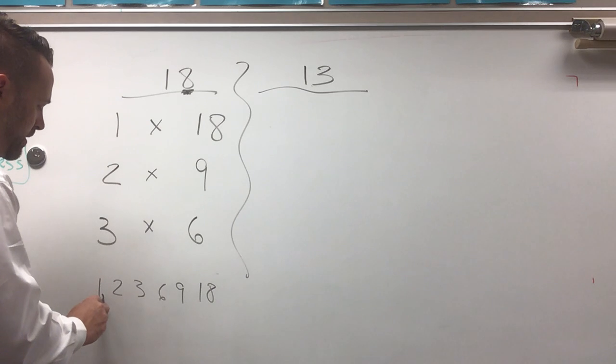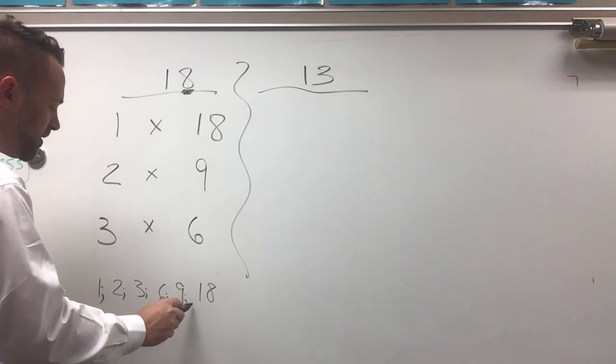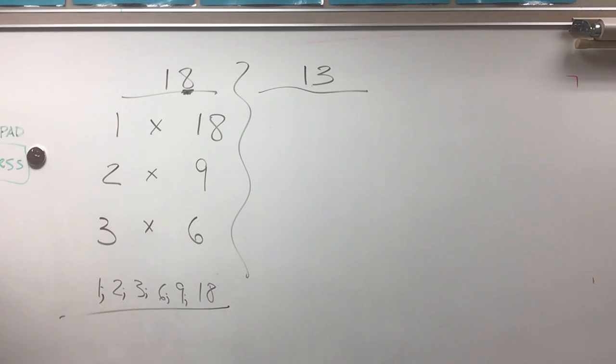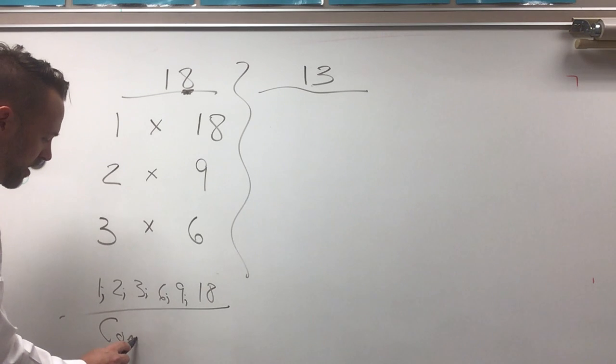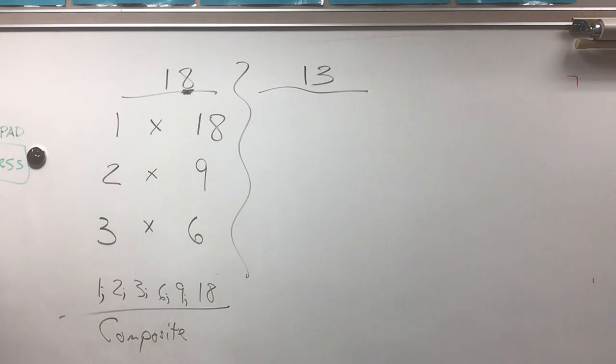I'm going to put my semicolons in between just to keep them organized. Okay, now here's the big question. Is it prime or is it composite? Well, prime means it has 2 factors or less. So we're way beyond that. So it's not prime. It must be one of those composite numbers.